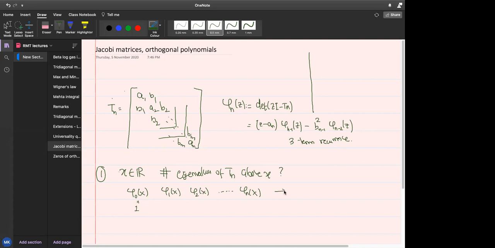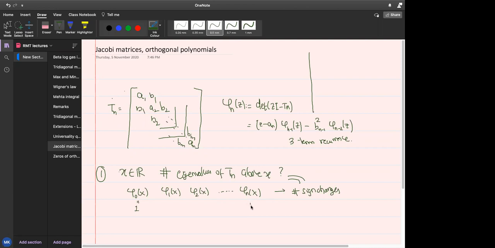Then you calculate the number of sign changes of this sequence. How many times does it change from positive to negative? It starts with positive. Maybe the first few are positive, it becomes negative, again positive, etc. So you count how many times it changes sign. That is exactly the answer to this question. The number of eigenvalues of Tn above x is exactly the number of times this changes sign. And that is a magical formula which makes this actually useful.